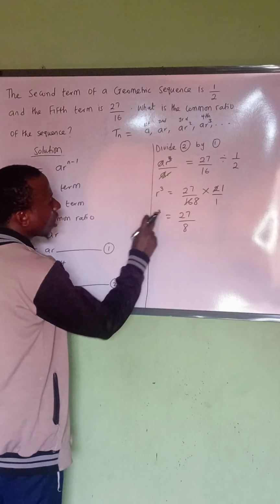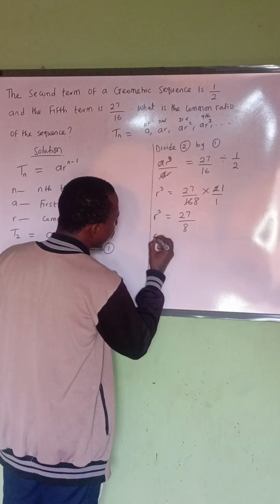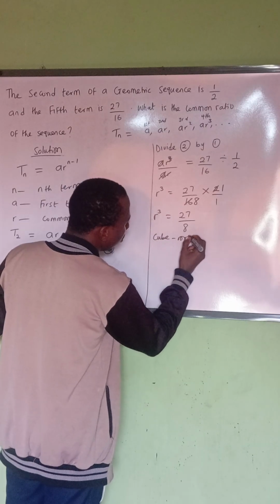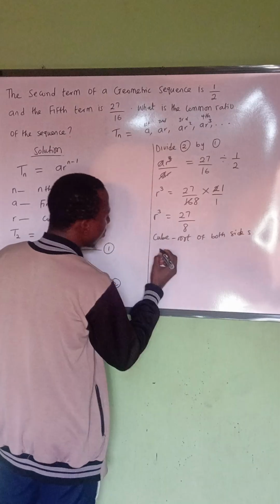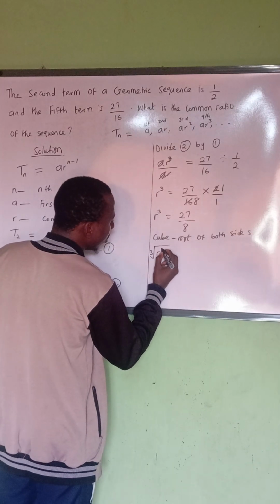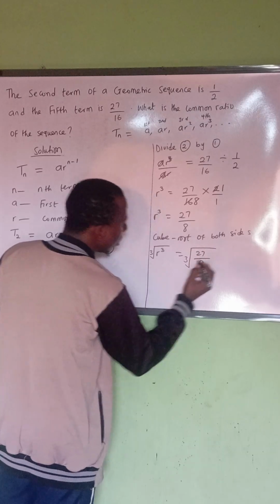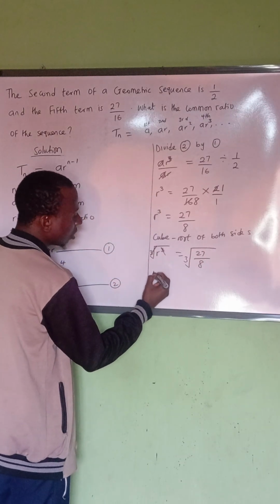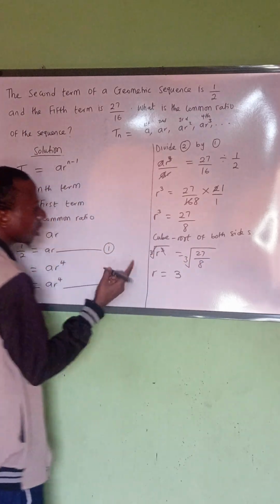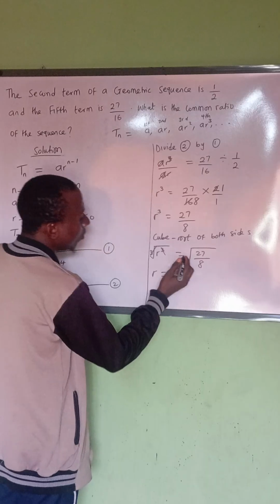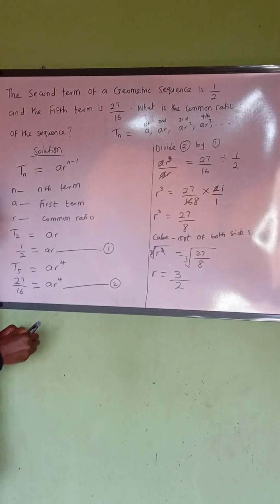Now, we have a cube. We can introduce cube roots to both sides so that it can cancel the cube. So, cube root of both sides. This will become cube root of R cubed equal to cube root of 27 over 8. Cube will cancel cube root. We are left with R equal to cube root of 27, that's 3, since 3 raised to power 3 gives us 27, divided by 2 raised to power 3 which gives us 8. That will be 3 over 2. So the common ratio for this particular question is 3 over 2.